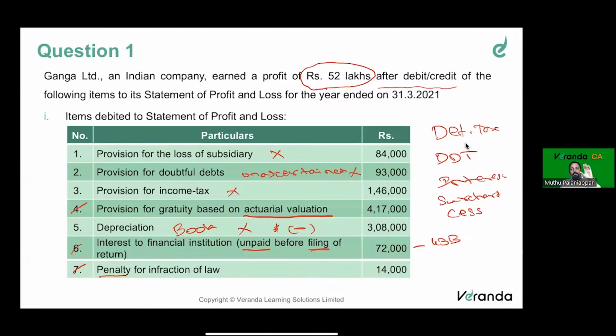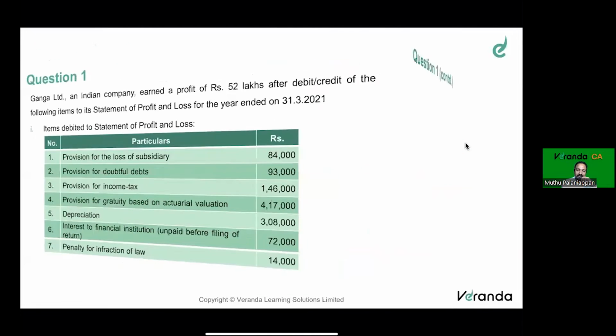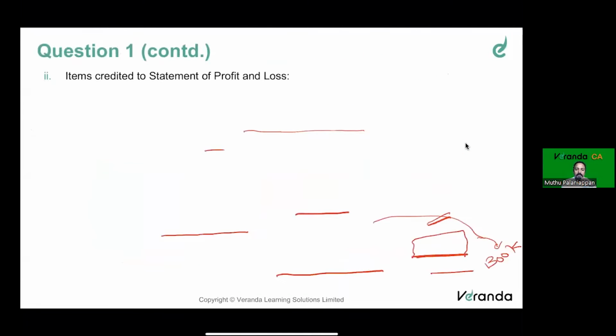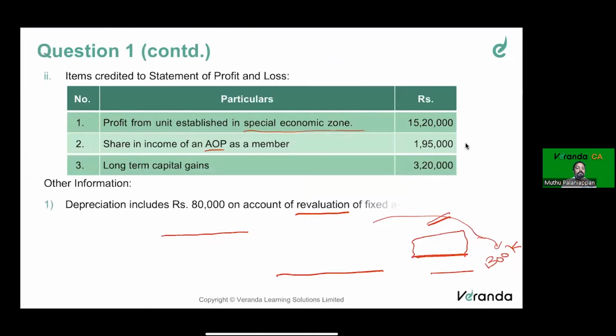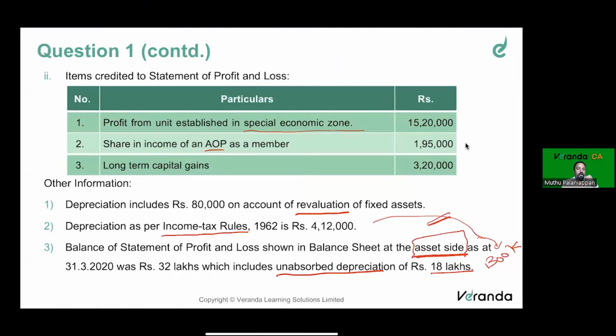So that is with respect to the first table, the items debited to the P&L account. We'll come to the next statement, that is, items credited to the P&L account. According to this, the first one is special economic zone. Whether a profit from a unit established in an SEZ is an allowed income or not an allowed income?